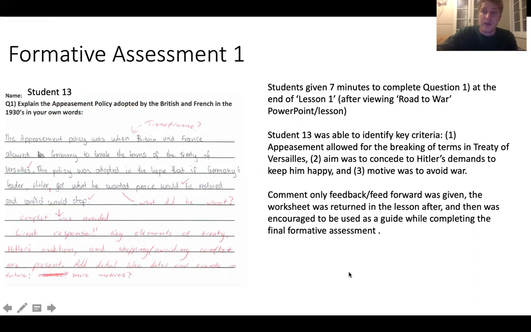I gave this back on the next lesson, and the students were encouraged to use this when they were doing their formative assessment piece 2.